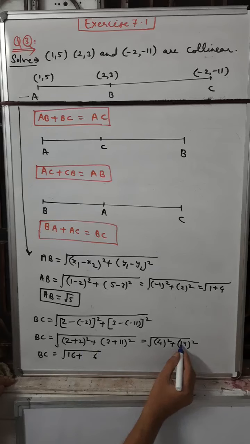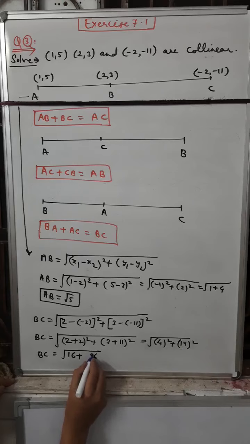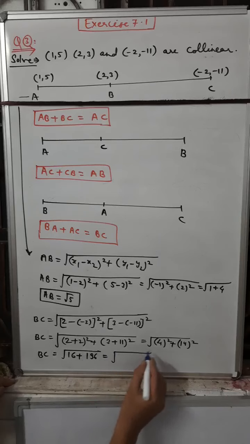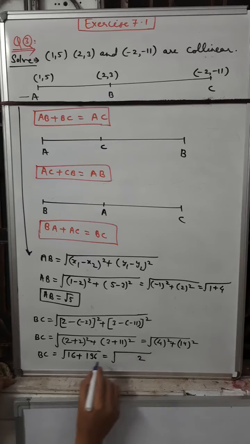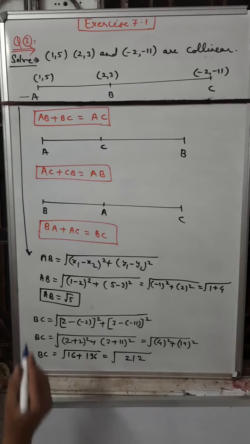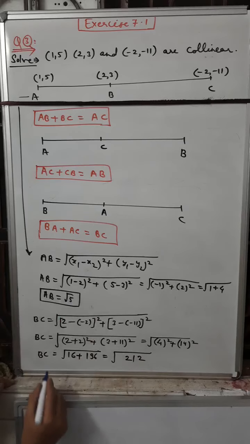14 square is 196 here. So 196 plus 16 is equal to 212. So you got AB is equal to root 5, but BC you got under root 212 here.